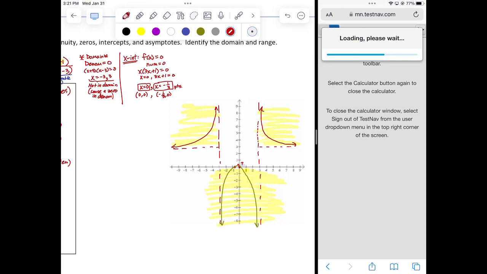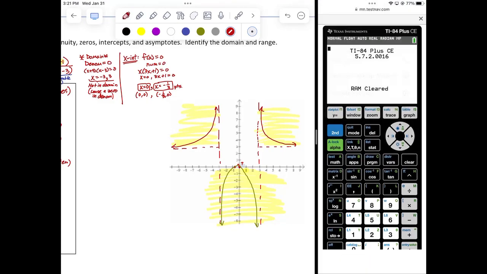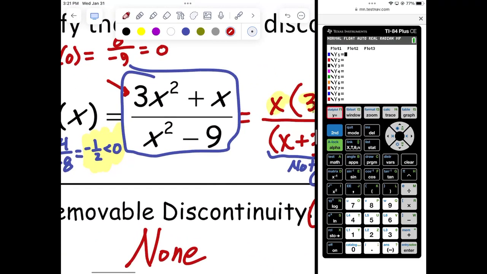So you can load the Minnesota, or you go to your yellow one, whatever the case may be, and we go to y equals, and we type it in. We're going to type in the original function. The first thing we do is hit alpha x. Alpha x gets us to the horizontal division bar. Now we type in 3x squared plus x in the top, and x squared minus 9 in the bottom. And we click to the right, and we just double check, triple check that we typed it in correctly.